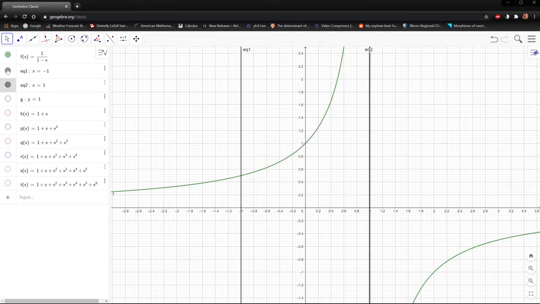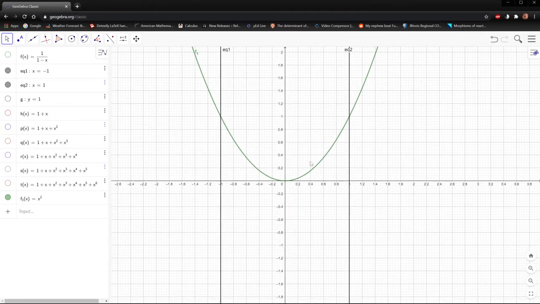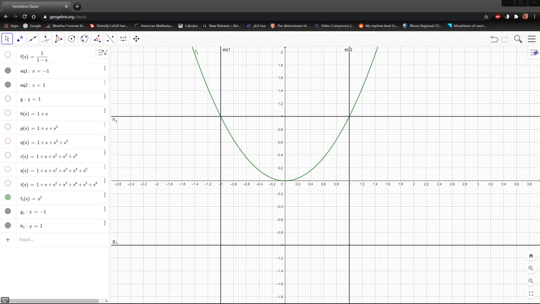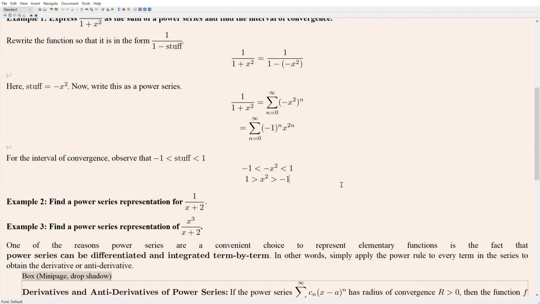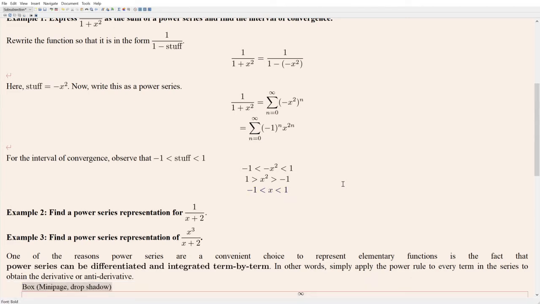Let's get all this out of here. So for what values of x is x squared going to be between -1 and 1? Well, clearly, it's going to be between -1 and 1 when x is between -1 and 1 as well. So x squared is going to be between -1 and 1 if and only if x is between -1 and 1.